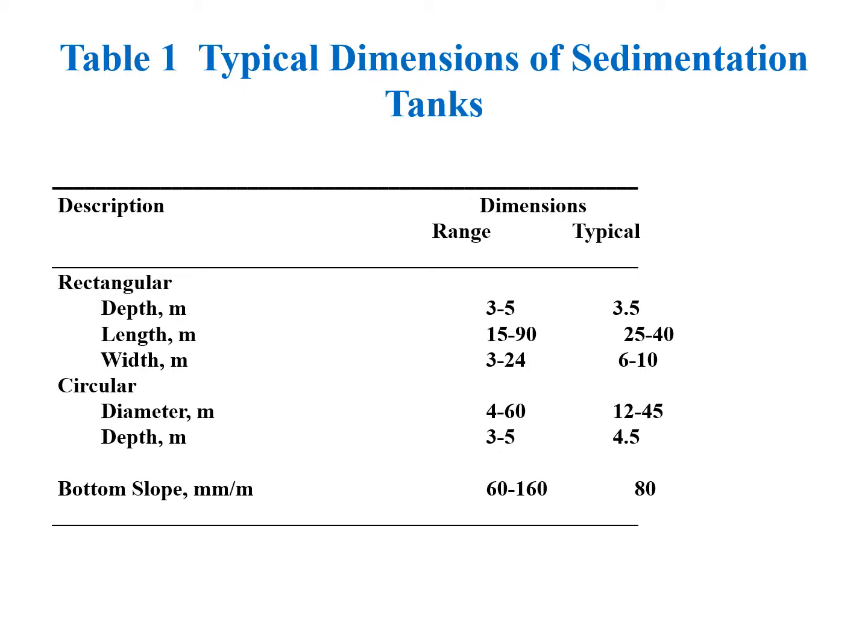That is for rectangular. For circular, the diameter can be from 4 up to 60 meters. Typical numbers we design are from 12 to 45 meters. The depths are from 3 to 5, or a typical number of 4.5. We talked about this one before. We do not go over 5 meters because of construction cost. Bottom slope in millimeters per meter can be from 60 to 160, or the typical number will be 80.